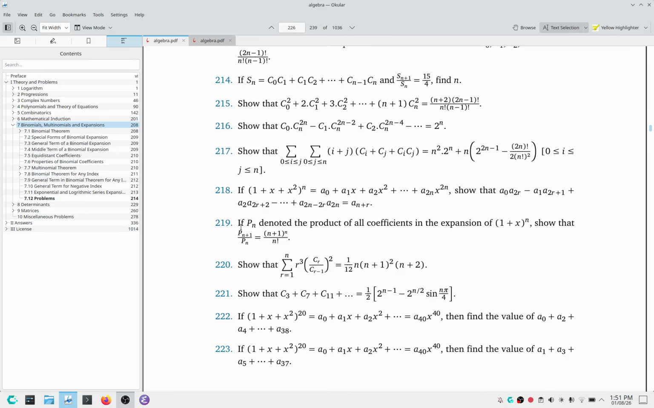Question 291 says that if Pn denotes the product of all coefficients in the expansion of (1 + x)^n, show that Pn+1 upon Pn is equal to (n + 1)^n upon n factorial.